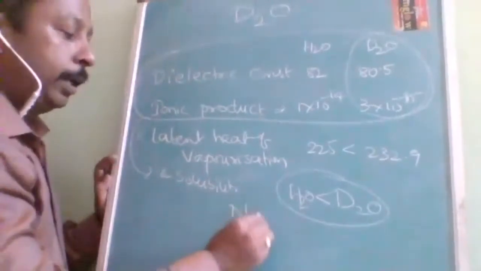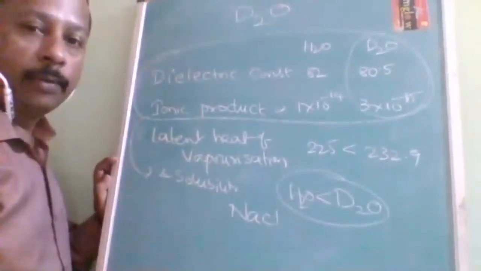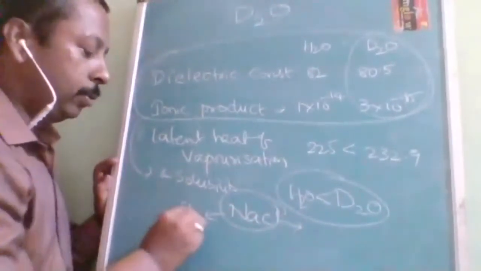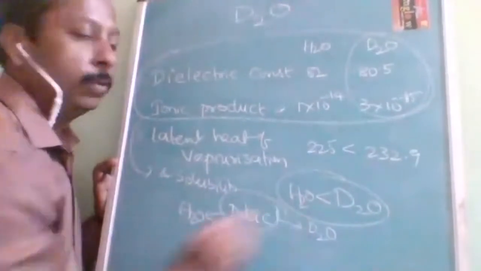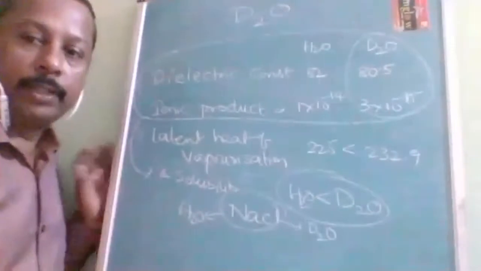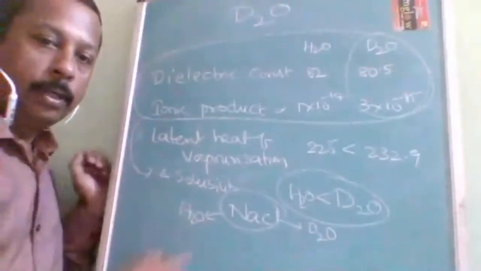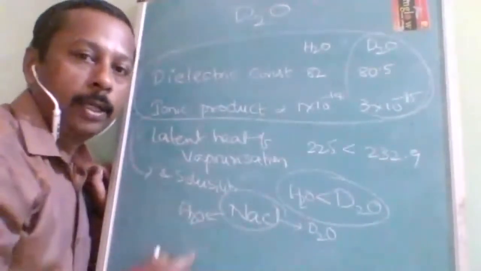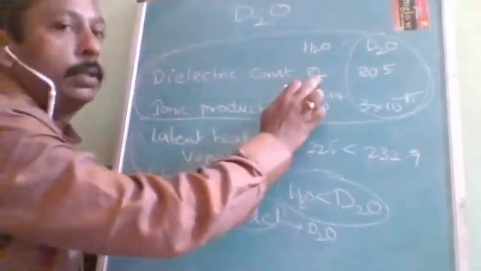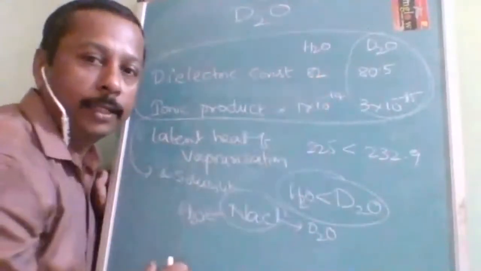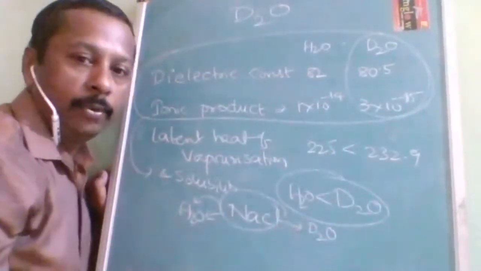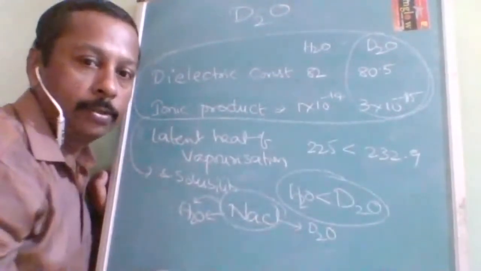Let us suppose I take NaCl and dissolve it in H2O and in D2O. In which one is it going to dissolve more? That is decided by the dielectric constant. The solvent whose dielectric constant is more will have more solubility of NaCl, so it dissolves more in H2O than in D2O. Is it understood?